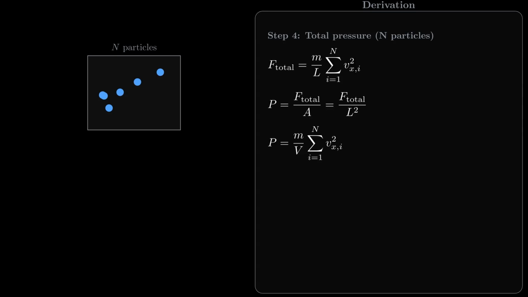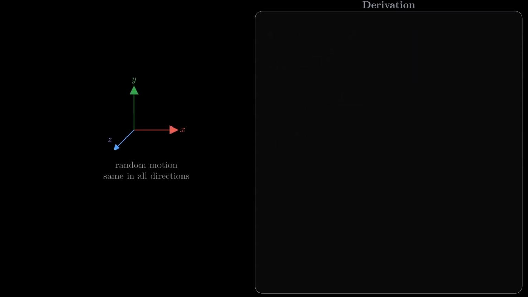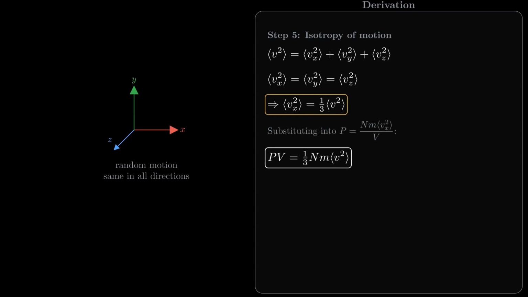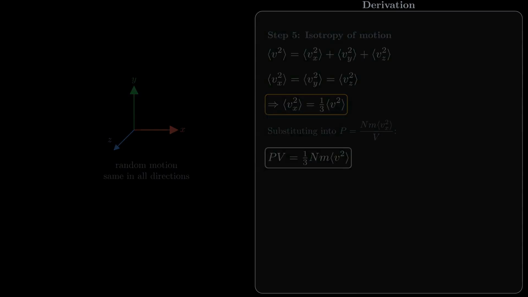But the sum of this is equivalent to the mean square speed divided by the number of particles. Hence, we derive that P equals Nm over V times the mean square x velocity. Now, since the movement is random under assumption 6, the mean square velocities are the same in each component, x, y, and z. As such, the mean square x velocity is 1/3 of the mean square velocity. Substituting, we derive PV equals 1/3 Nm times the mean square velocity.